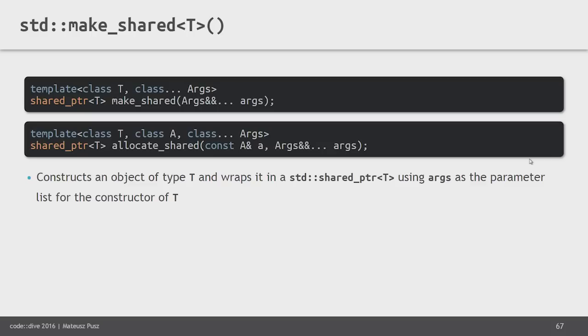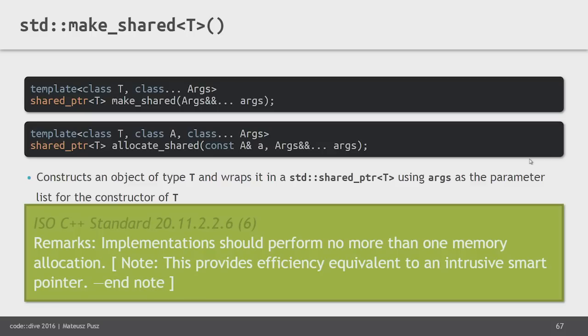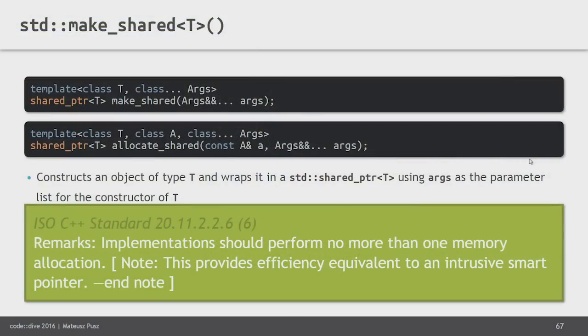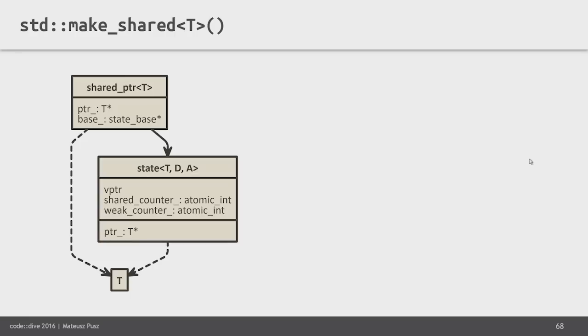What's the most important point here is that ISO standards require us to do at most one dynamic allocation here. So this is basically as efficient as intrusive smart pointer that we don't have in the standard library itself. But basically with make shared and allocate shared, it is as efficient as intrusive pointer. How it works? This is what we have right now, yes?